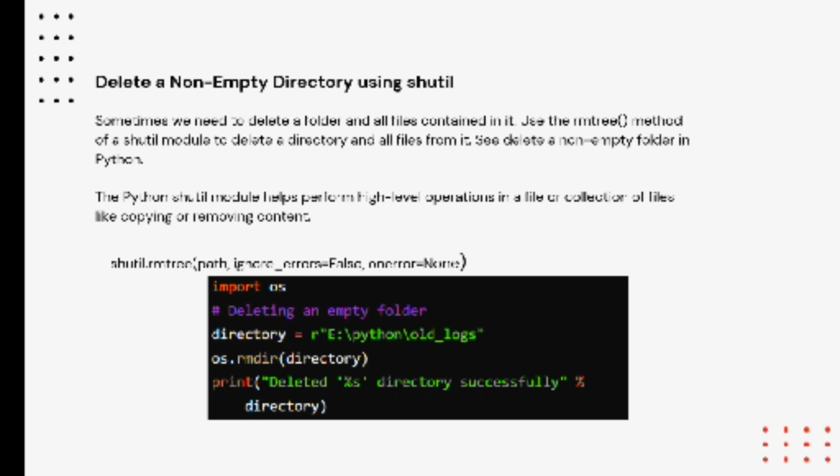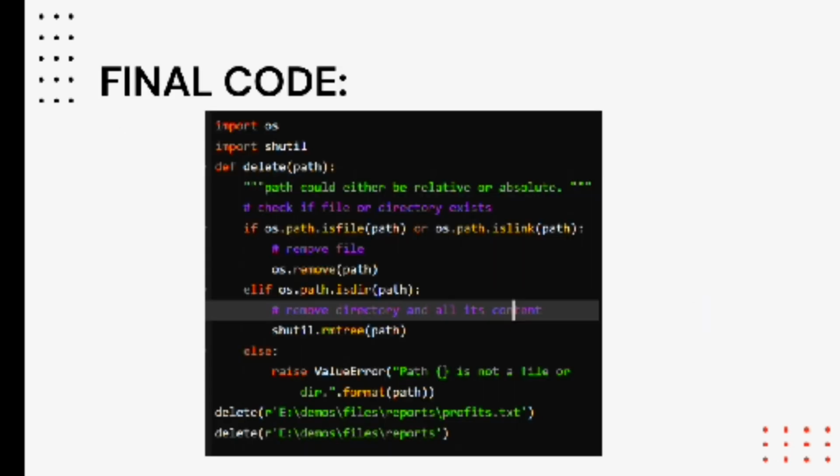Deleting a non-empty folder. In the same way we can delete files, but sometimes we need to delete a folder and all files contained in it. Use the rmtree method of the shutil module to delete a directory and all files from it. See delete a non-empty folder in Python. The Python shutil module helps perform high-level operations on a file or collection of files, like copying or removing content. Here we can see the code. Final code: here we can see os.path, os.remove, shutil and all other operations.